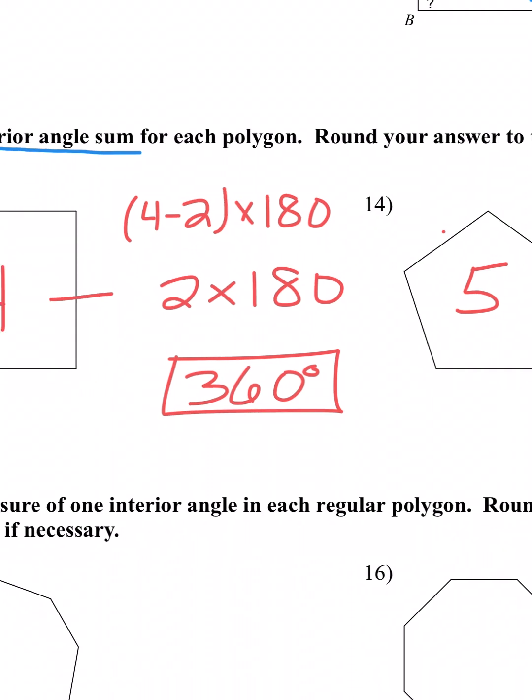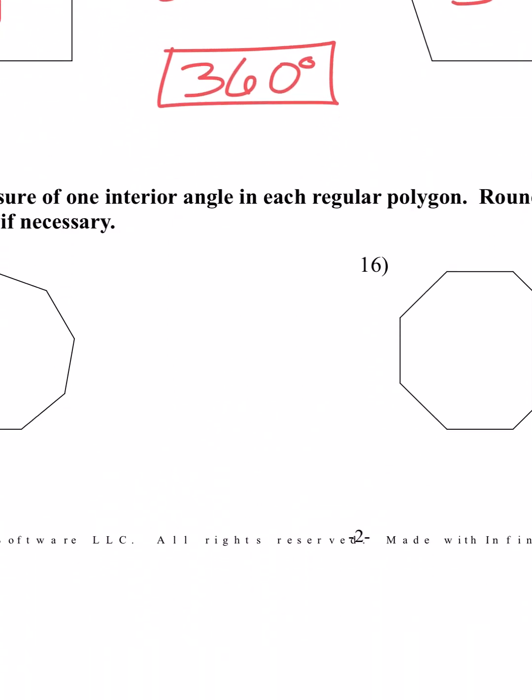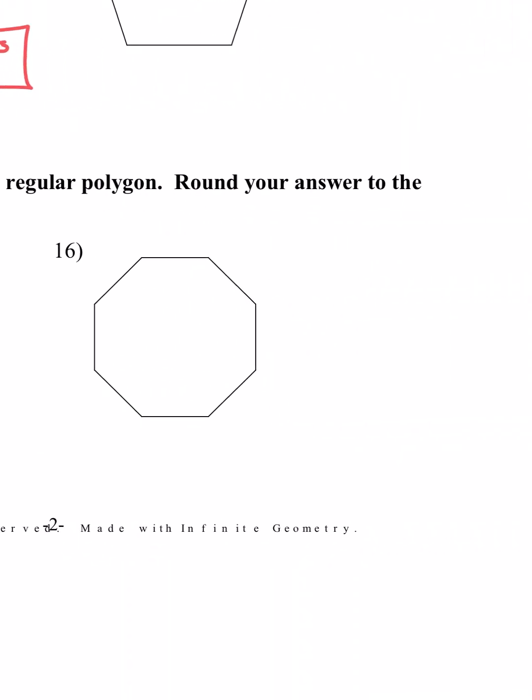All right, how does it change when we get to 15 and 16? It only wants one of them. So how do I go from the total to only one? Then I divide by the number of sides. You got it. So we're going to do the same equation we were using up above, but then we're going to divide by the original number of sides.